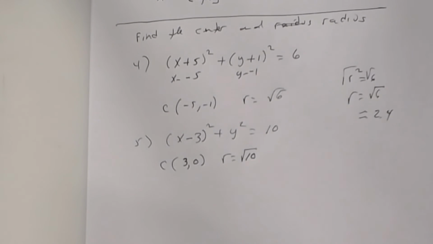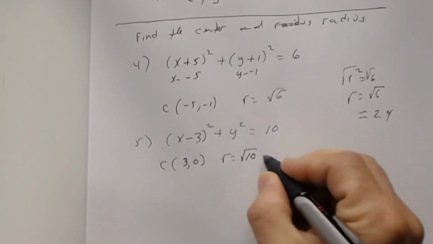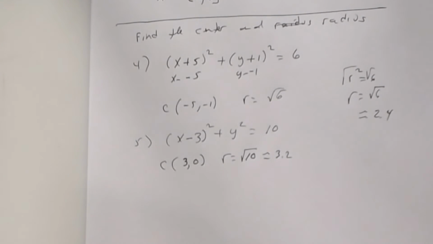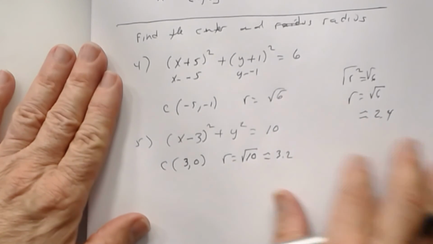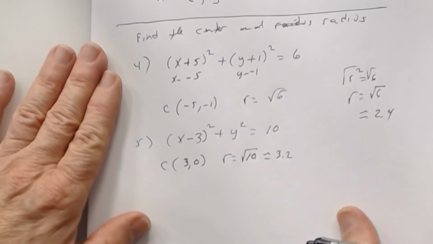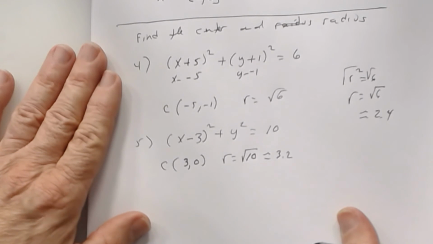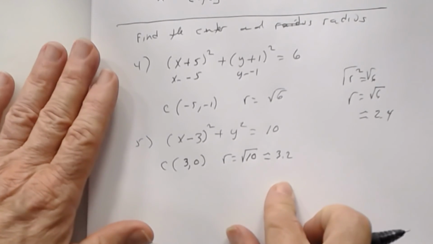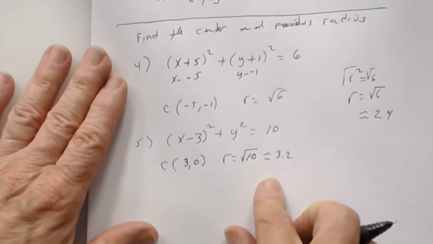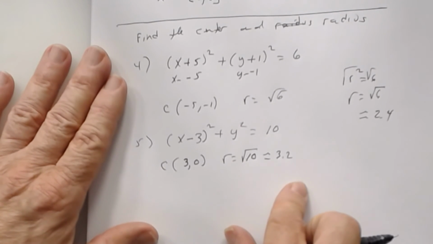If you were to approximate it on your calculator to the nearest tenth this time, that would be 3.2. All right, so any questions on this? Usually it'll say, give me the exact answer, square root of 10. If it says also the approximate answer, then you say 3.2.